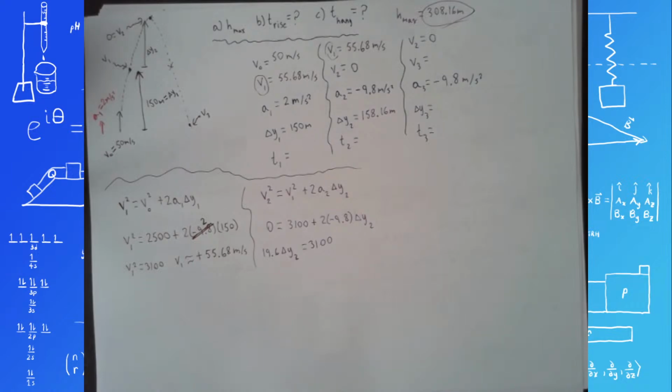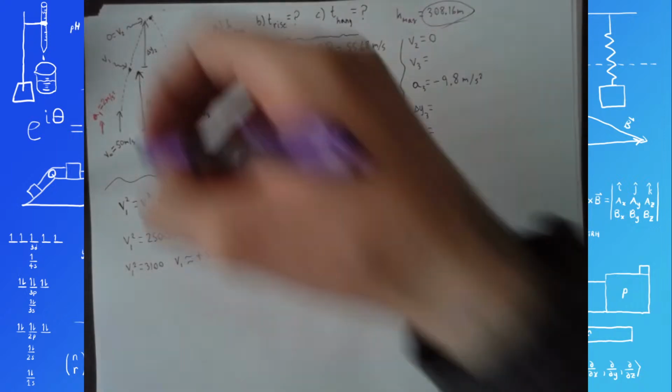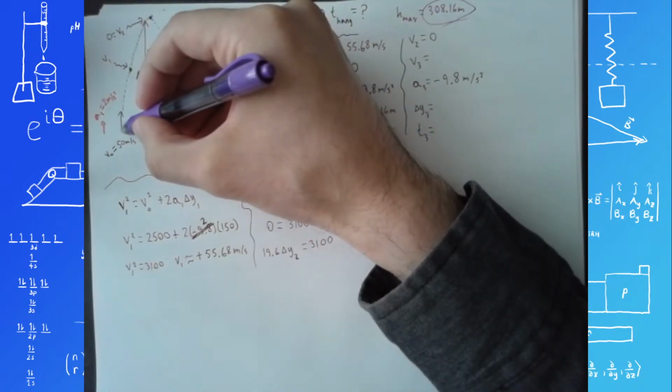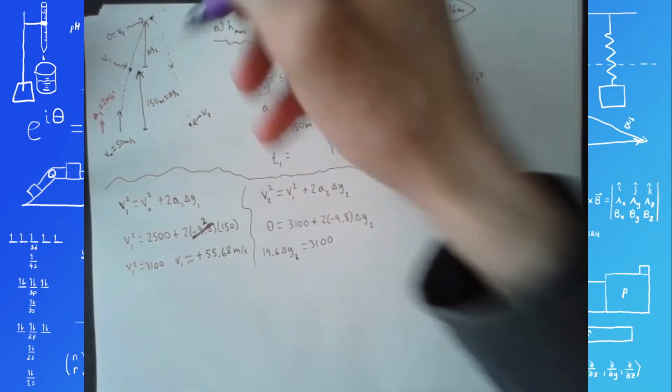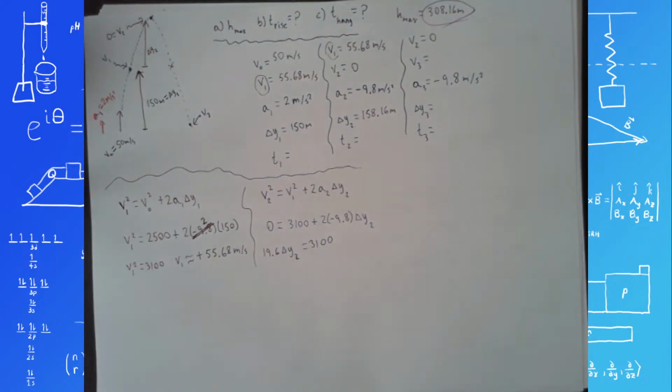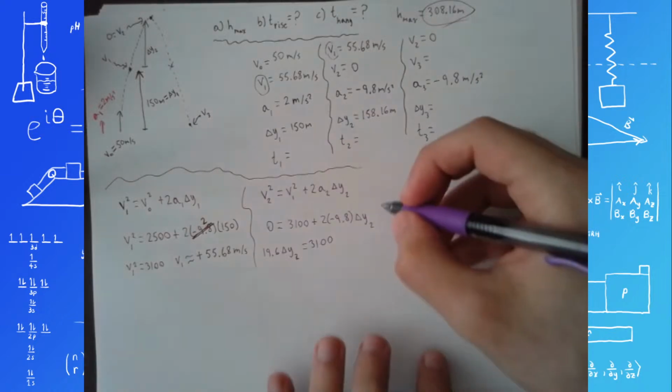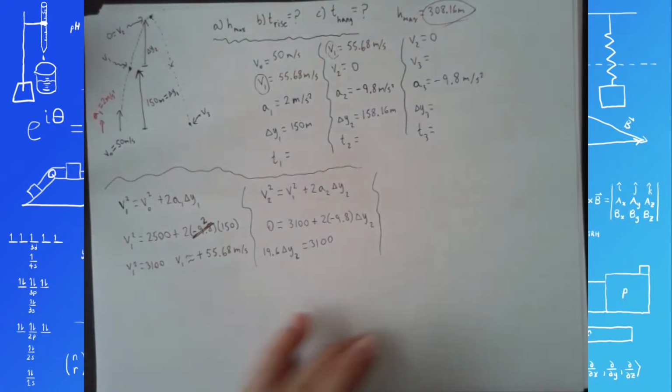Okay, that's part A. Part B, what is the time it takes to reach the maximum height? So that's going to be the time it takes for phase 1 to start and end, and the time it takes for phase 2 to start and end. So we are looking for T1 plus T2, which means we now need to calculate T1 and T2. All right, should be pretty straightforward.